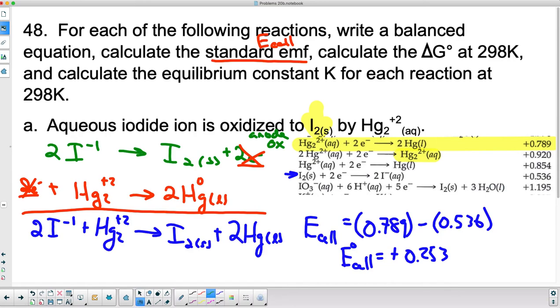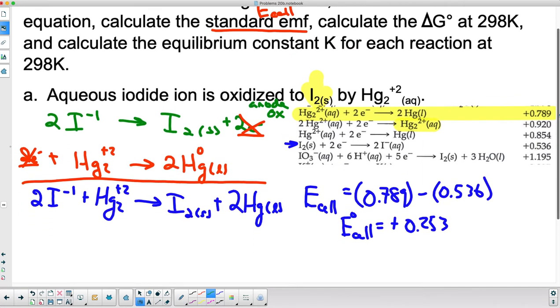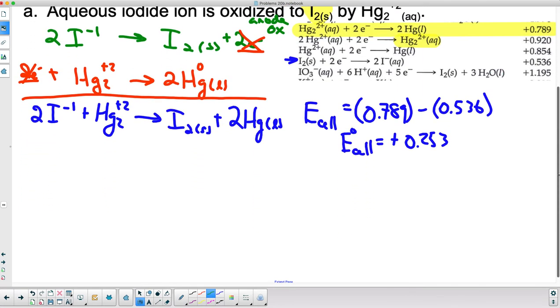The next part then is going to be the delta G, finding the delta G standard. Equals a negative nFE cell, with F being Faraday's constant, like that. Okay, this was, what was it, 20.4, 20.5 I think it was. 20.5 section.